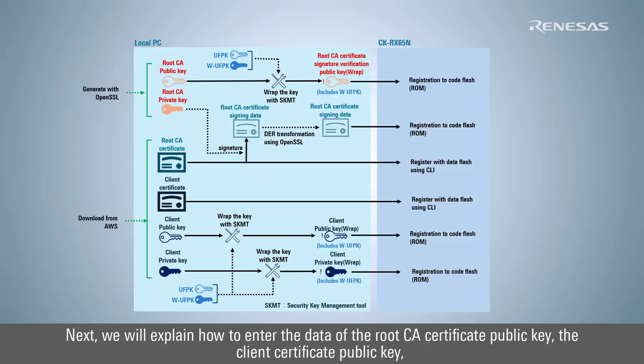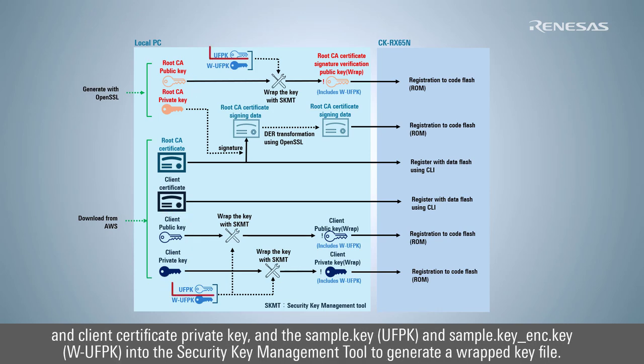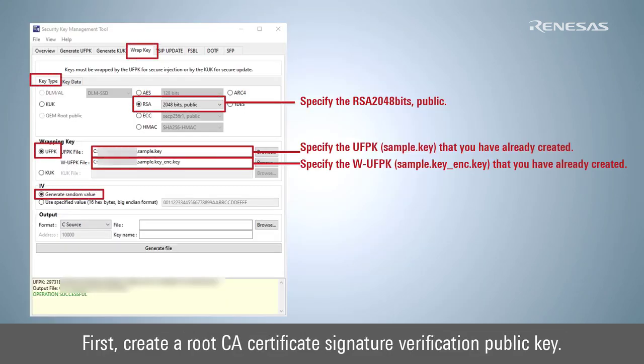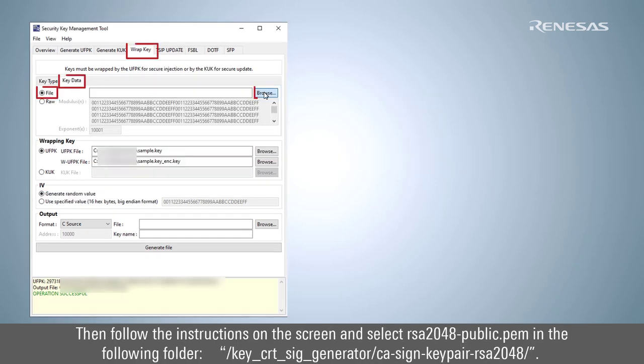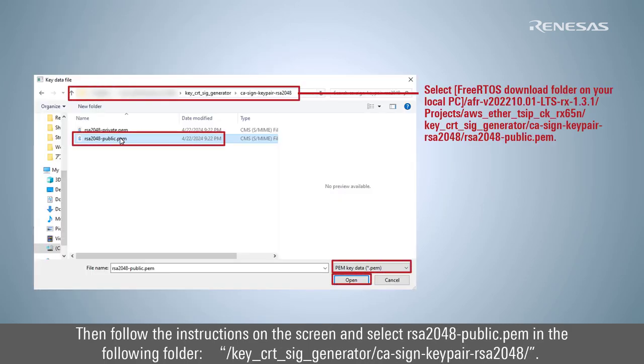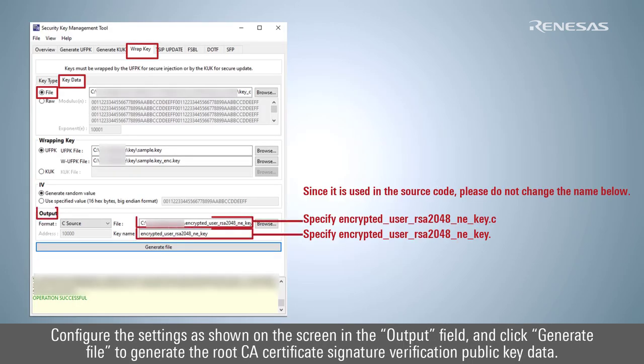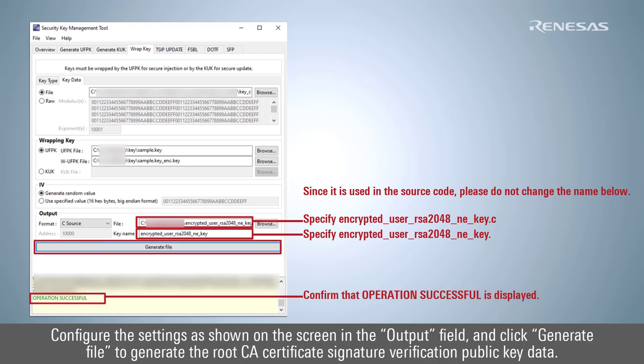Next, we will explain how to enter the data of the root CA certificate public key, the client certificate public key, and client certificate private key, and the sample.key, UFPK, and sample.key_ing.key, WUFPK, into the Security Key Management Tool to generate a wrapped key file. First, create a root CA certificate signature verification public key. Launch the Security Key Management Tool and configure the settings as shown on the screen. Then follow the instructions on the screen and select RSA2048 public.pem in the following folder. Configure the settings as shown on the screen in the output field, and click Generate File to generate the root CA certificate signature verification public key data.